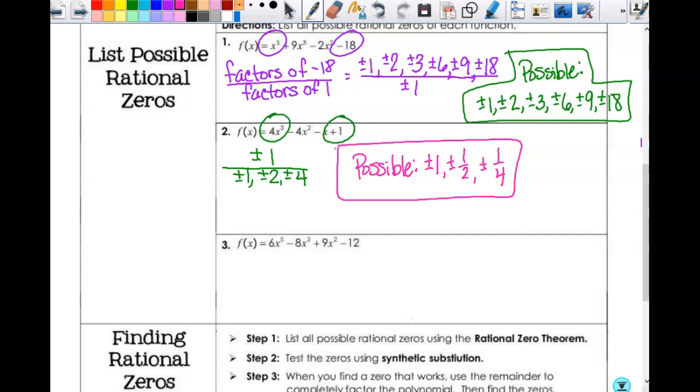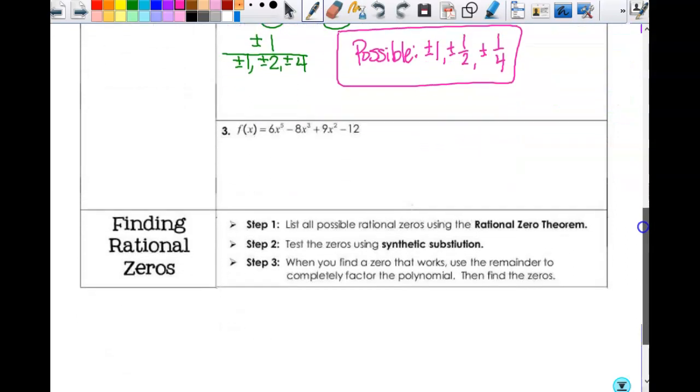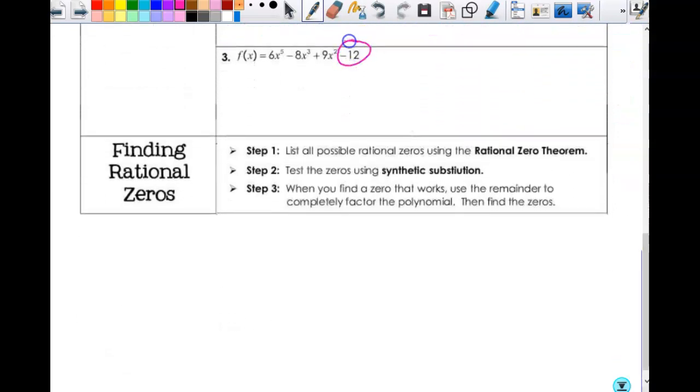Everybody good so far? All right, let's look at one where neither the numerator nor the denominator is 1. So I'm using negative 12 and 6. In the numerator, I've got the factors of negative 12. So plus or minus 1, then 2 works, 3 works, 4 works. Does 5 work? No, but 6 does. And that's 2 times 6, so really I just have 1 more, plus or minus 12. Then in the denominator, I need the factors of 6: plus or minus 1, plus or minus 2, plus or minus 3, and plus or minus 6. Everybody okay with where all the numbers came from?